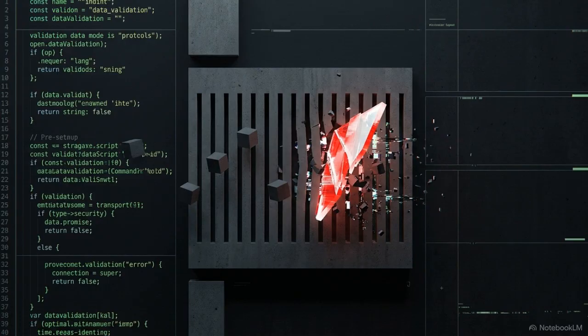A system is only as secure as the strict boundaries enforced by its back-end data verification.